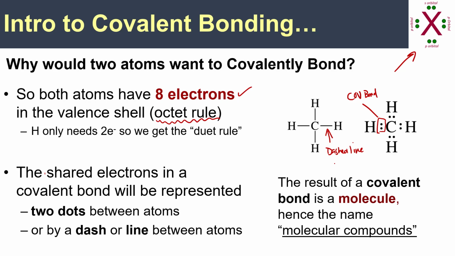So at the end of the day, after 2 atoms have covalently bonded and now shared electrons, the end result is the creation of a molecule. And so that is why sometimes covalent bonding can be called molecular bonding. So you may hear it referred to interchangeably. They mean the same thing.